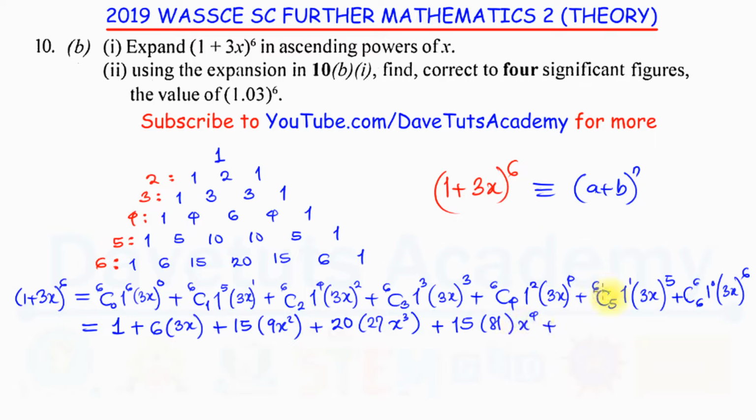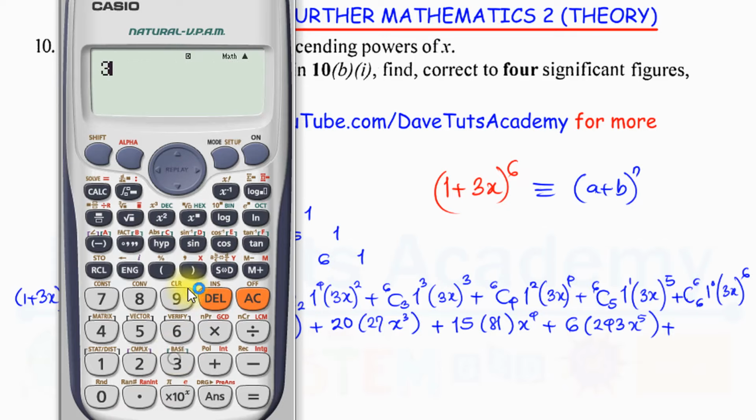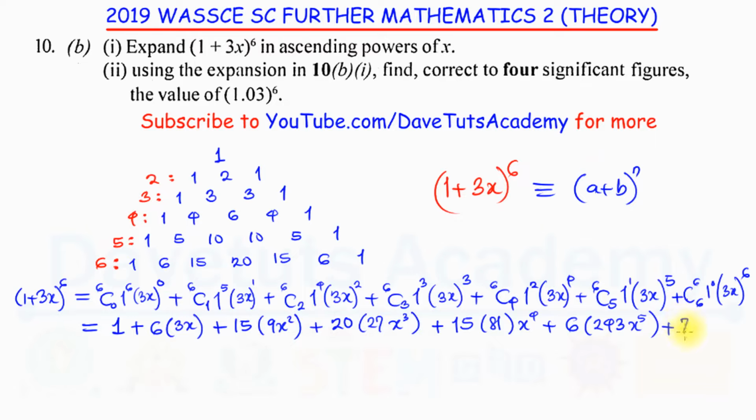Okay, plus 6 combination 5 is 6. Then 3x raised to power 5. 81 times 3 is 243. So this is 243 multiplied by x raised to power 5. Okay, then finally I'm going to have 6 combination 6 is 1. Then 3 raised to power 6. I think I will make use of the calculator there. 3 raised to power 6 is equal to 729. So this will be 729 multiplied by x raised to power 6. Okay, so we just need to now find out the product of all of this.